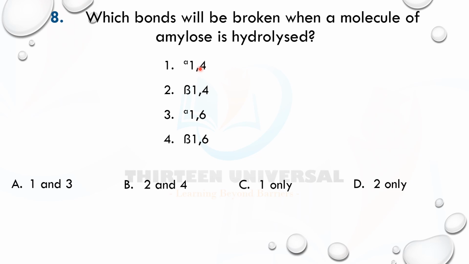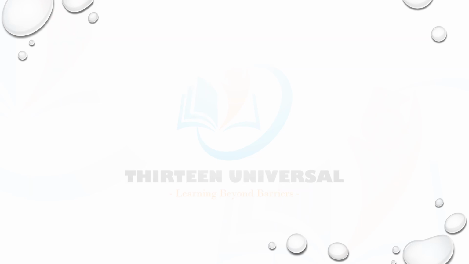1,4 glycosidic bond is for unbranched or straight chain. 1,6 is for branched. So it cannot have 1,6 because it's not branched. It only has 1,4 because it is unbranched, right? So the answer is C. What do you think? Right? Okay, let's go to the next question.